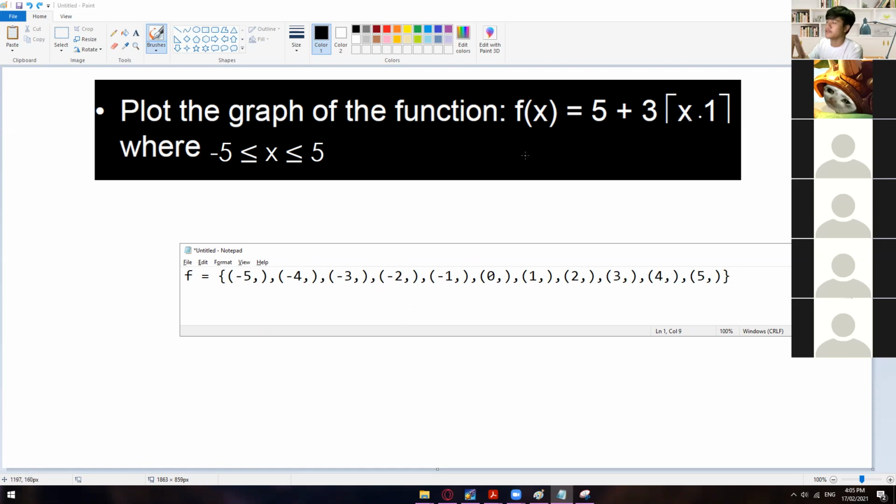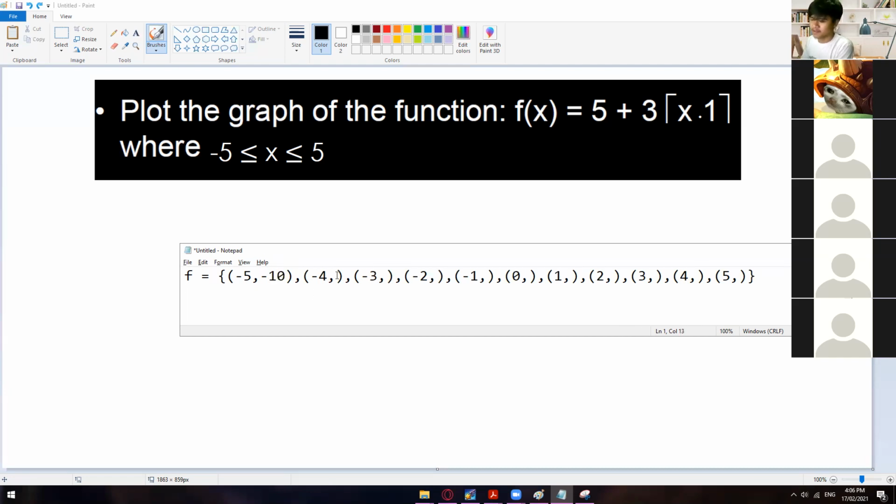If we have negative 5, just substitute this negative 5 into this x. So 5 plus, this one first, 3 times negative 5.1. Remember we are in ceiling, so your negative 5.1 will be rounded up and become negative 5. So negative 5 times 3 is negative 15, plus 5 is negative 10.